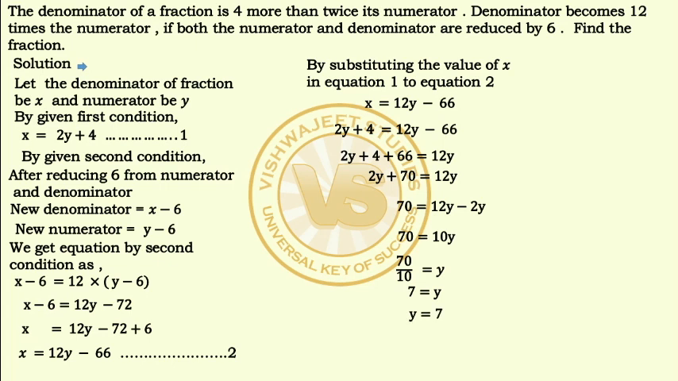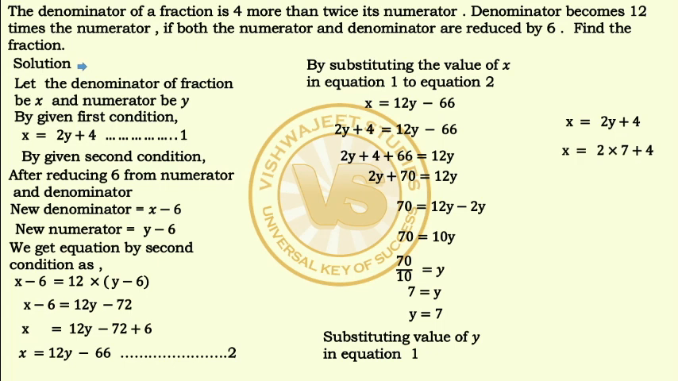To get the value of x, substitute the value of y in equation 1. Our equation number 1 is x is equal to 2y plus 4. Substituting 7 instead of y, we get x is equal to 2 into 7 plus 4. Do multiplication first. 2 into 7 is 14. We get x is equal to 14 plus 4. After addition, we get x is equal to 18.